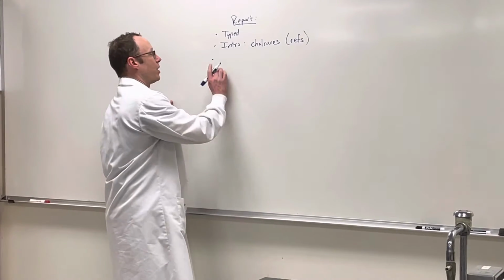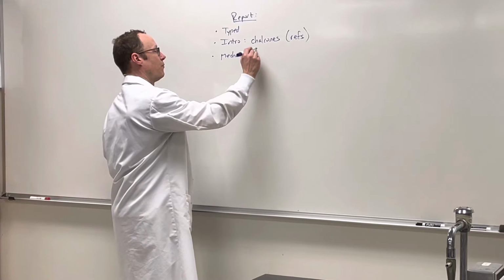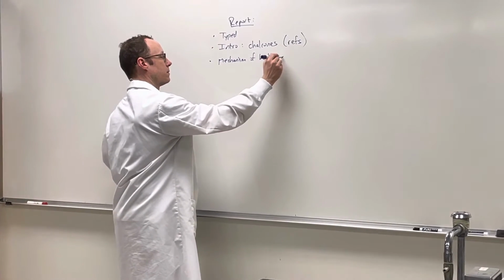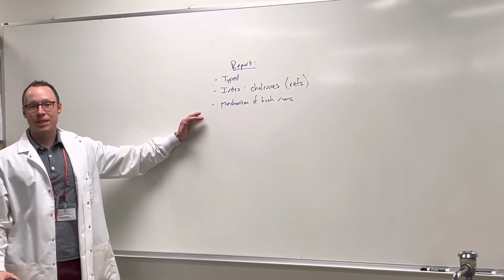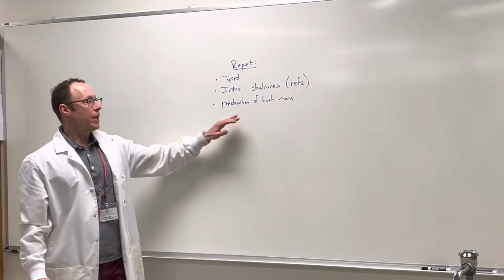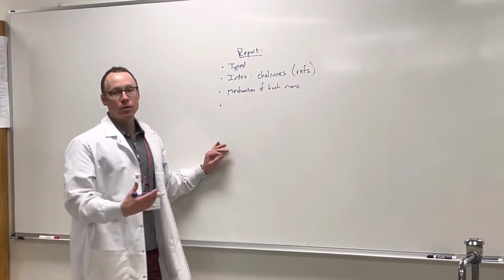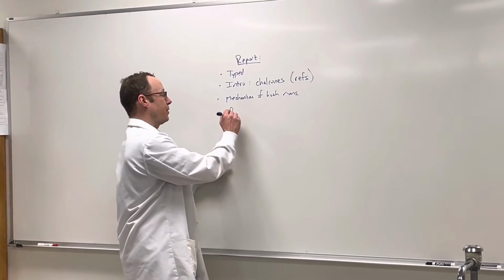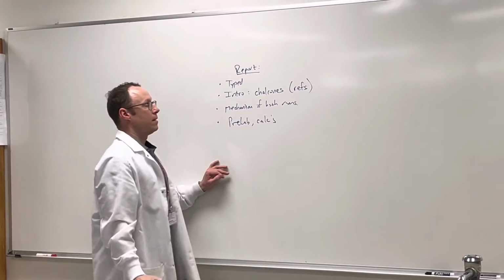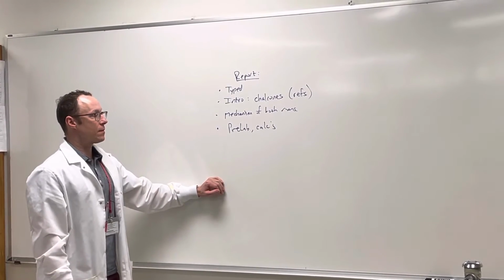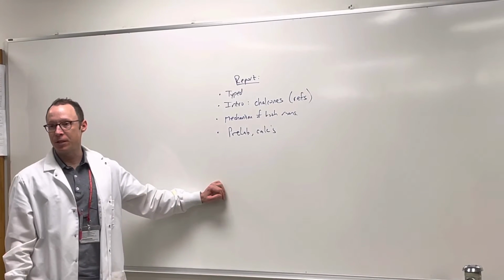The other thing that you're going to want to have is the mechanism of both of the reactions. These you don't need to type, because that would be really tedious. So you can handwrite the mechanisms. You will need to include all of the other stuff that you would normally have in a formal lab report, like a pre-lab, calculations, the tables, just the normal stuff that you would include in a lab report.